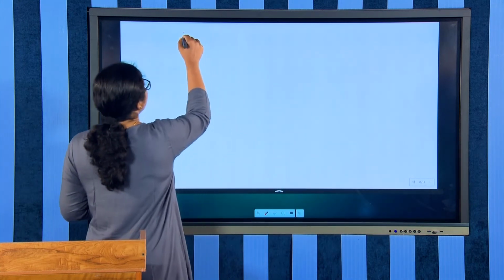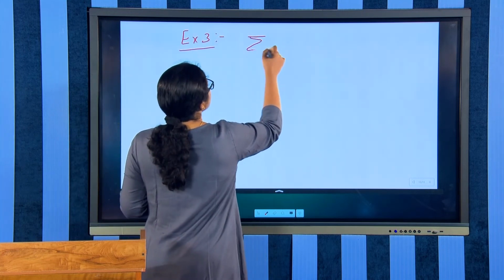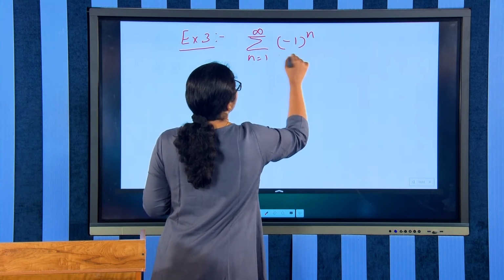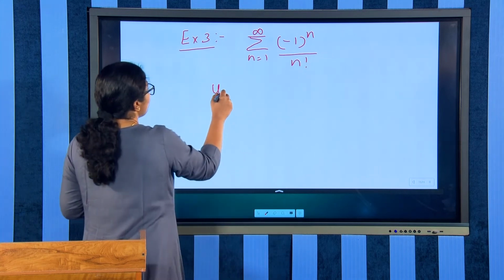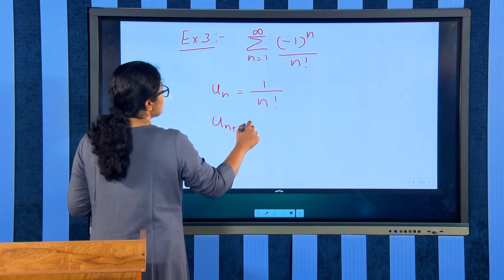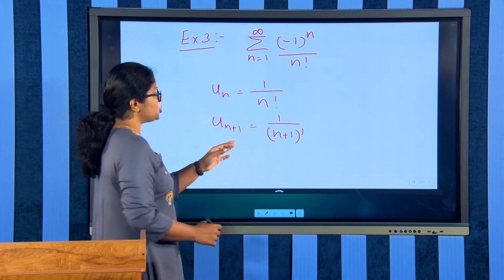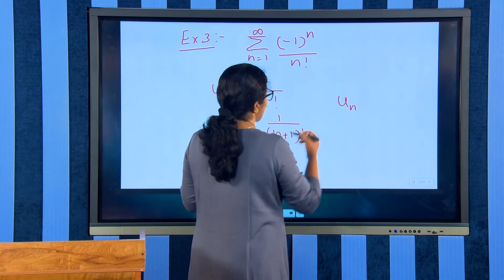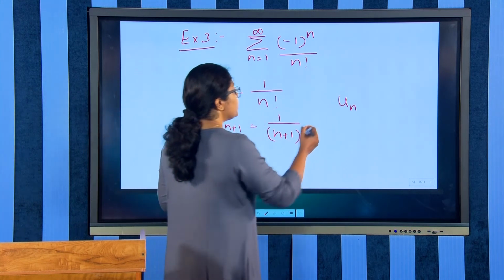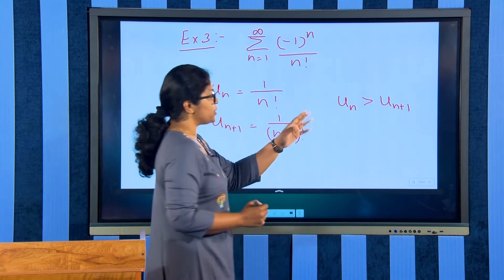Now we can look at example 3, the third problem. Summation n equal to 1 to infinity negative 1 power n upon n factorial. So un is equal to 1 upon n factorial. u(n+1) is equal to 1 upon (n plus 1) factorial. So obviously which is larger? un is larger than u(n+1) because this denominator is larger than this denominator. So un is larger than u(n+1). So that completes the first condition.